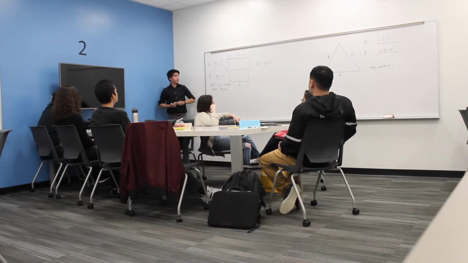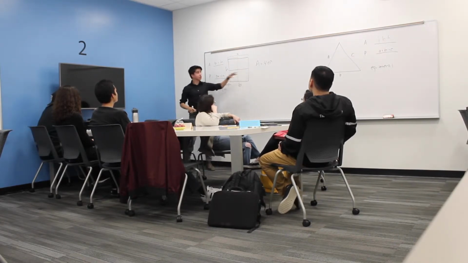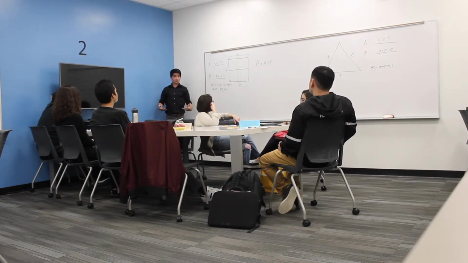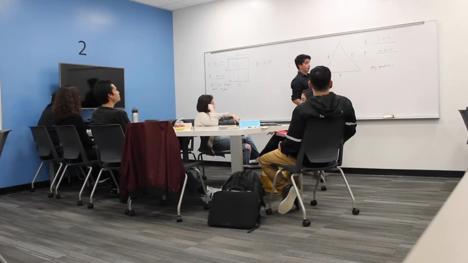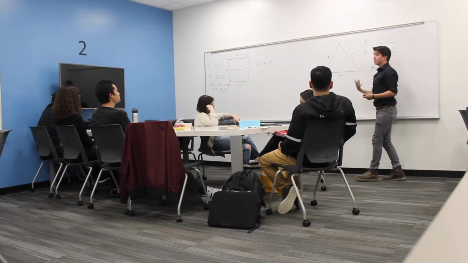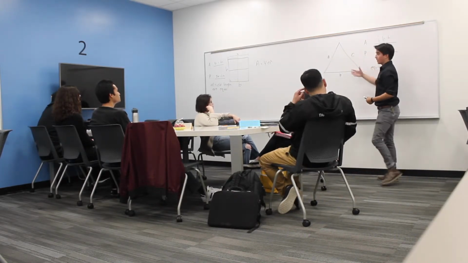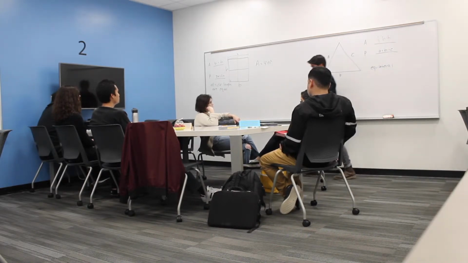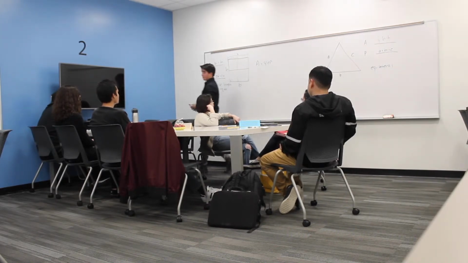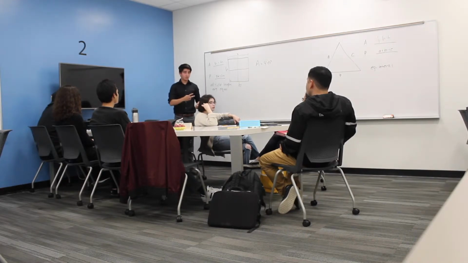Perfect. So if you're given the area, you could use that information to figure out other information. Same thing goes with the triangle. If you have the perimeter, if you have the area, whatever it is given, you can use that information to solve for whatever else is missing. Make sense? Yeah? Okay.